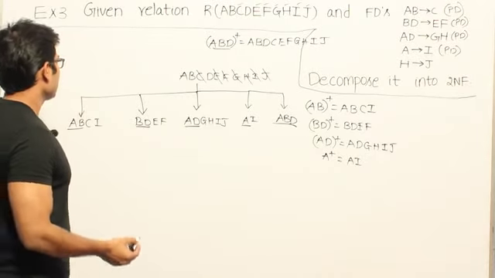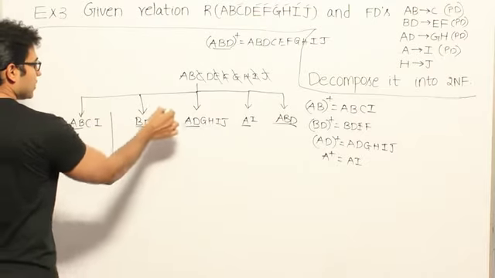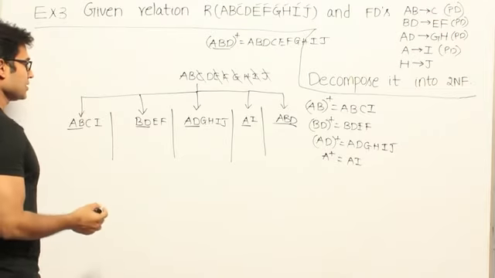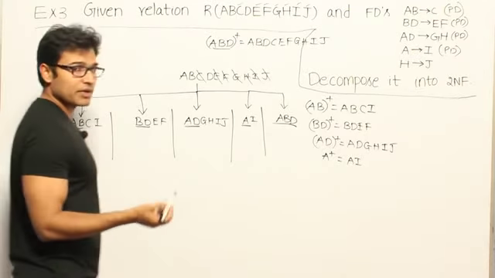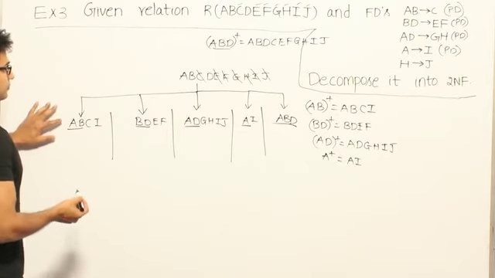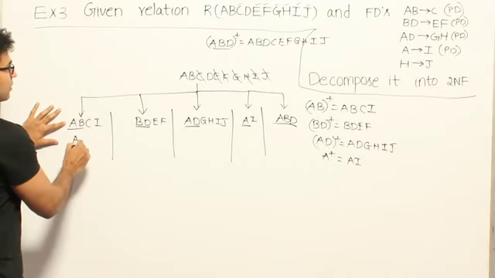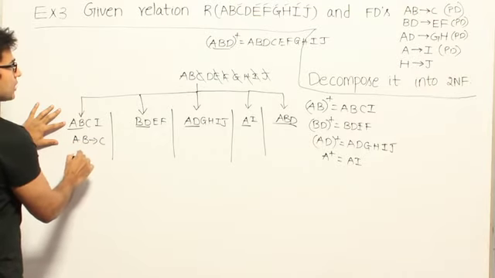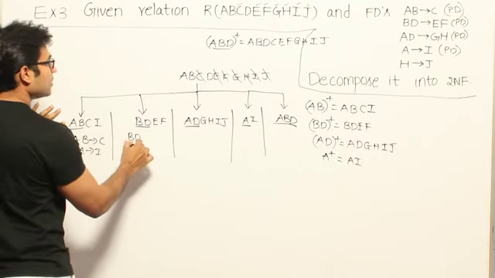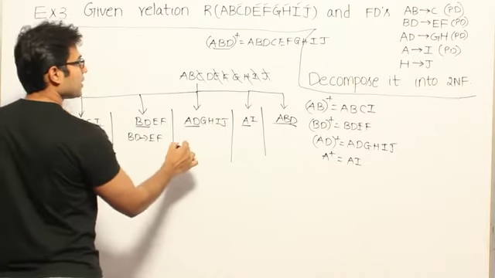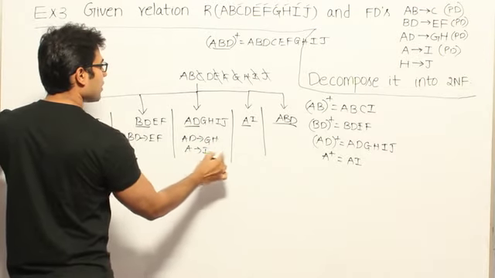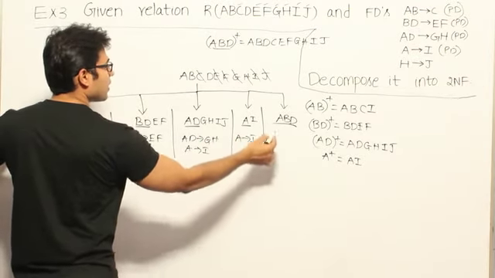Okay. Now let's try to see whether the resulting tables are in second normal form or not. How can I check it? Just see what are the functional dependencies applicable on each table, and let's find out whether they are fully dependent or partial dependent. Now on the first one you can write AB determines C and then A determines I, only that. On the second one I can write BD determines EF, and on the third one I can write AD determines GH and A determines I, and on this one I can write A determines I.